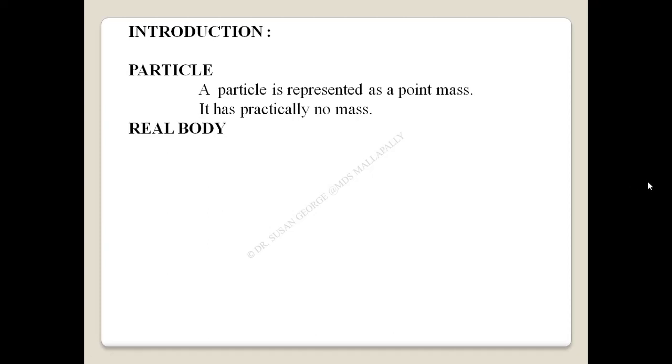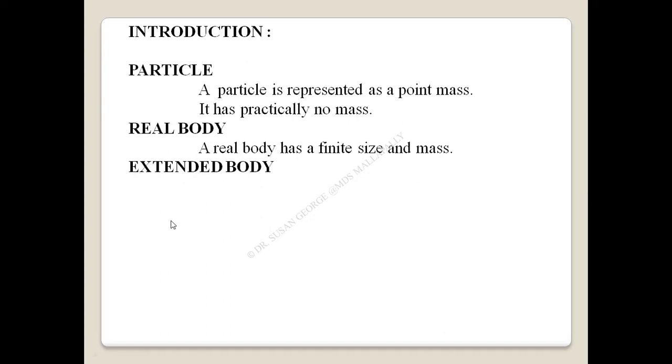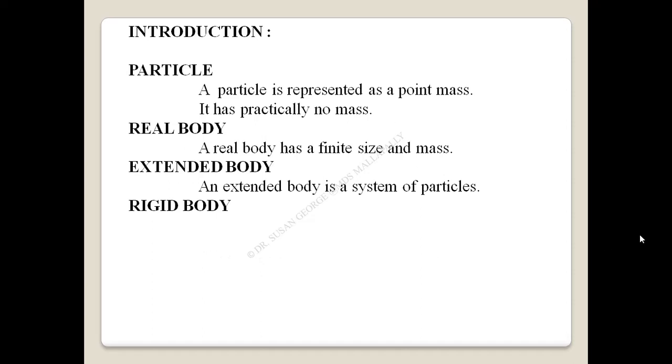Next, what is a real body? A real body is something which has a finite size and mass. That means it has a measurable size and mass. Next, what is an extended body? An extended body is a system of particles. It can be a two-particle system or a three-particle system, but we consider it together as a rigid body.